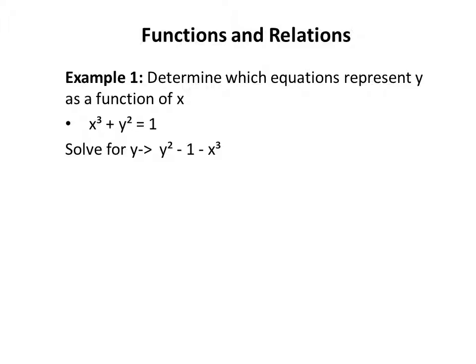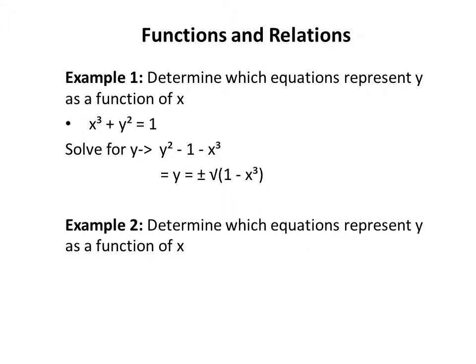Now let's look at the second example. We have x squared times y is equal to 1 minus 3y. We want to get y by itself, so add 3y to both sides. That gives us x squared times y plus 3y equal to 1. Now factor out y. If we factor out y, we get y times (x squared plus 3) is equal to 1, and divide both sides by x squared plus 3. Then we have y is equal to 1 over x squared plus 3.